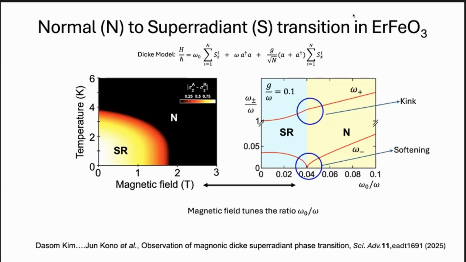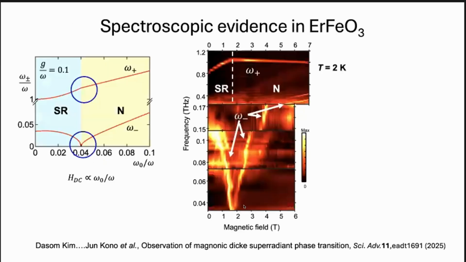And the nice thing in this material is that this ratio omega naught over omega can be tuned by magnetic field, so one can drive this transition. And they saw exactly that. In this paper, they saw that at some magnetic field, the lower polariton mode showed a lot of softening, and at the same time, the upper polariton mode showed this kink. So that was spectroscopic evidence that this material is nicely described by a Dicke kind of model, and there's this normal to superradiant phase transition happening in this magnonic way.